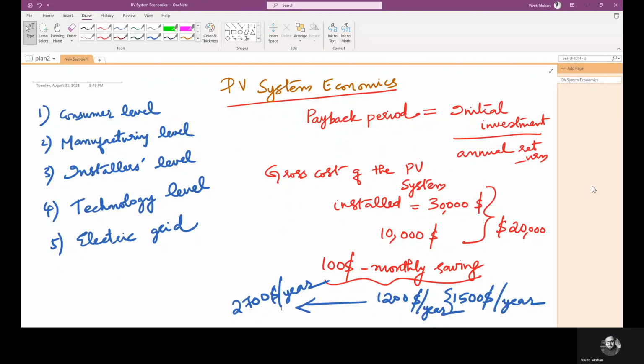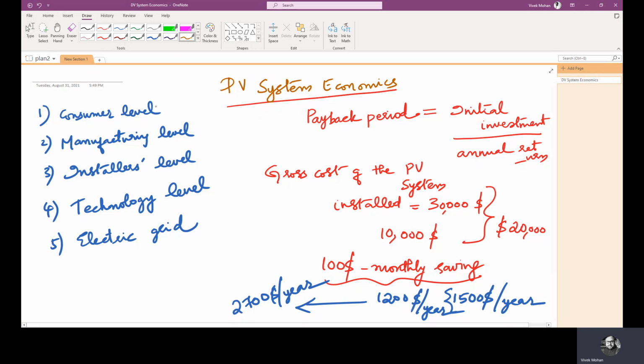Okay, friends. So we'll start with PV system economics before moving on to generation investment planning. In generation investment planning, we will cover almost all the generation technologies. Here we will limit our economic analysis to PV systems only. Now the PV system economics can be discussed in different levels.